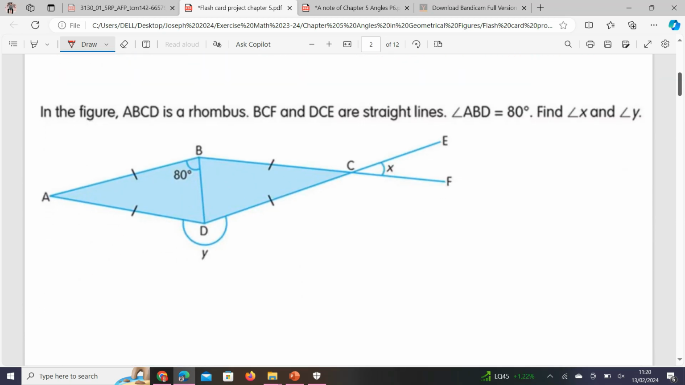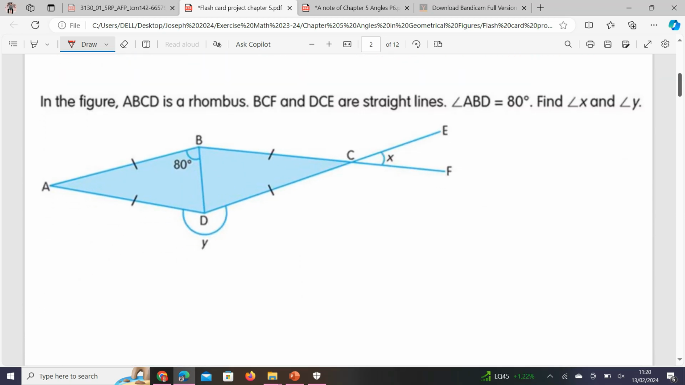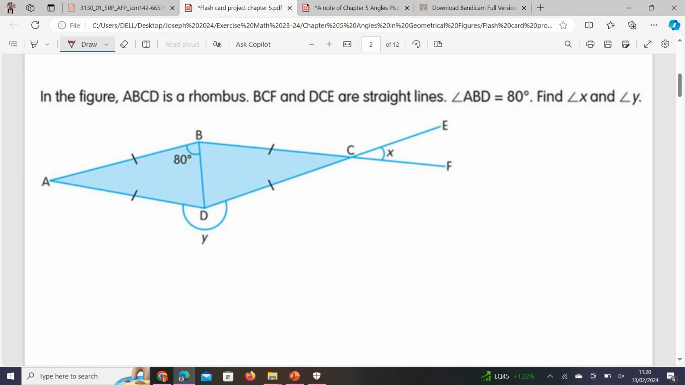We go to number 2. In the figure, ABCD is a rhombus. BCF and DCE are straight lines. The angle of ABD equals 80 degrees. Find the angle of X and the angle of Y. To find the angle of X and Y, first thing first, don't forget to identify the triangle ABD.